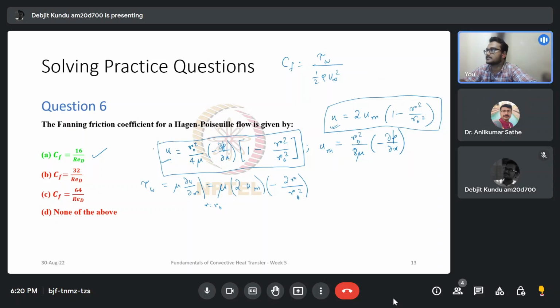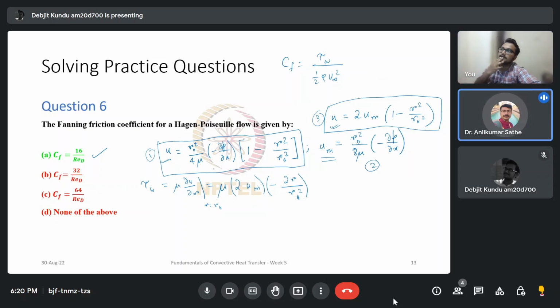So I'll name these equations. This is equation number one, this is two, and this is three. You're asking the difference between one and three, because both are u, no? Yeah, both are u. Only thing I'm doing is putting in this value of the mean velocity. I got it, you have put it in terms of mean velocity. Correct. So u can be written as 2 u mean into 1 minus r squared over r naught squared.